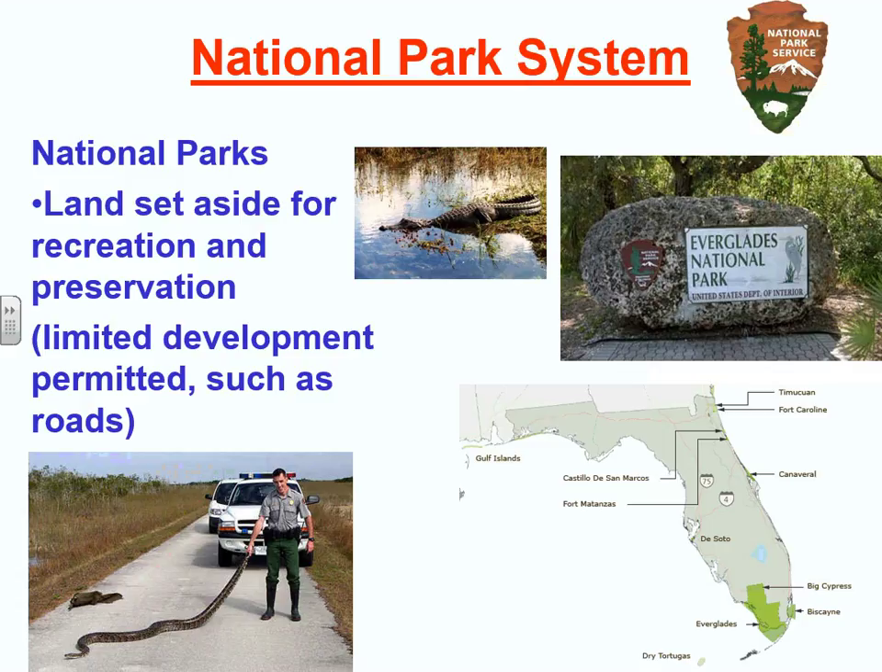Make sure you have an idea of the four main federal agencies. We said the Bureau of Land Management oversees national resource land. The Fish and Wildlife Service oversees wildlife refuges. The U.S. Forest Service oversees and manages our national forests. And the National Park Service oversees our national parks.